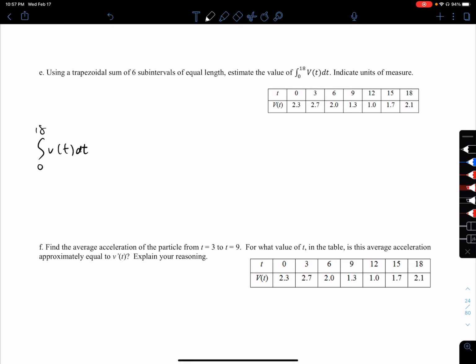Since these are equal length, I'm going to use the shortcut for trapezoids, which is 1/2 times delta x, and delta x is 3 in this case, because if we're using 6 subintervals, we're going from 0 to 3, 3 to 6, 6 to 9, 9 to 12, 12 to 15, 15 to 18. So delta x is 3. I'm just going to make a note here. This is delta x.